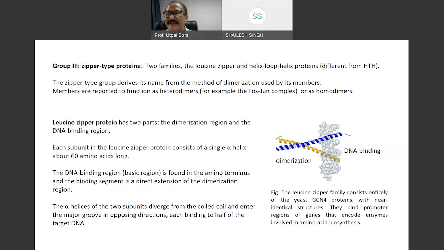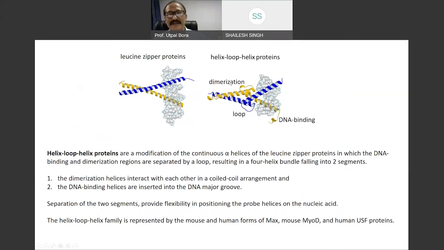And there is another called the helix loop helix proteins. So it is similar to the leucine zipper proteins. But here, between the dimerization module and the DNA binding module, there is a presence of a loop. Okay, so here there is a clear-cut differentiation of the two functions, the dimerization function and the DNA binding function. And the remaining things, the binding, are almost similar. Okay, I hope you now understand the difference between the leucine zipper proteins and the helix loop helix proteins.